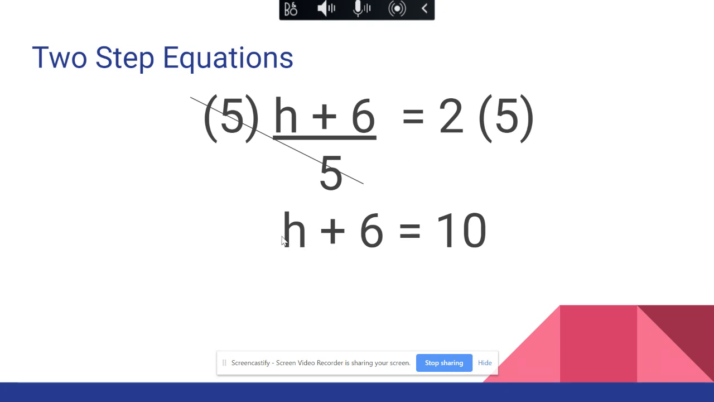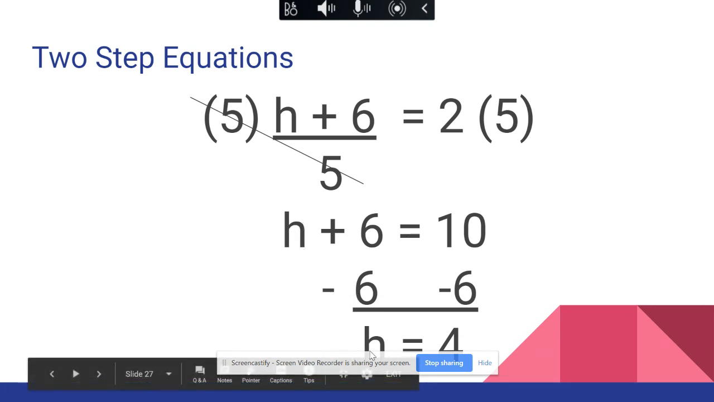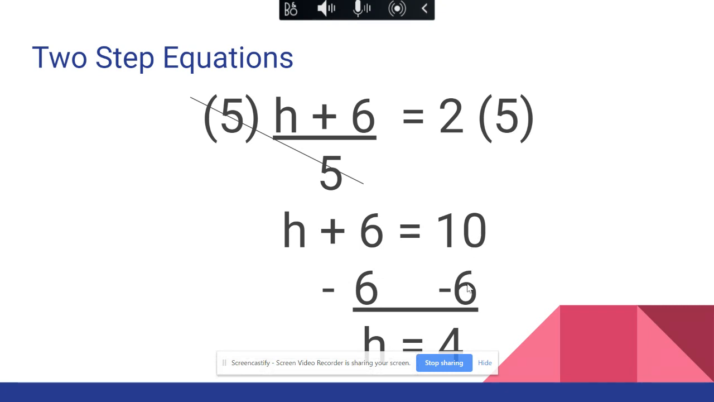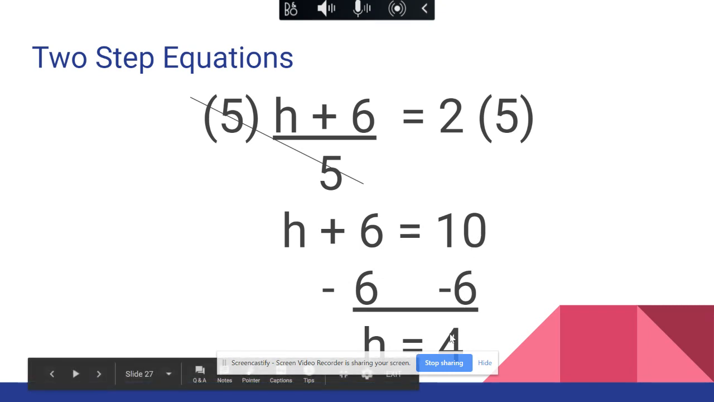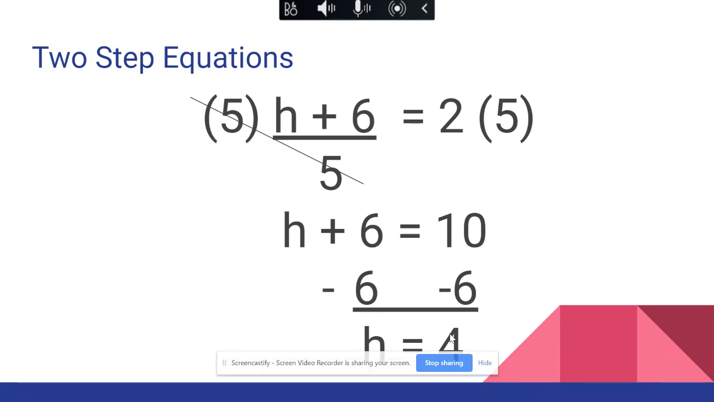All right, so my equation, I had h and I added 6, opposite or the inverse of plus 6 is minus 6. So I have to do it on both sides of my equation. Don't forget to bring down your variable. Plus 6 minus 6 is 0, so it canceled. Bring down my equal. 10 minus 6 is 4. So I get the answer h equals 4.